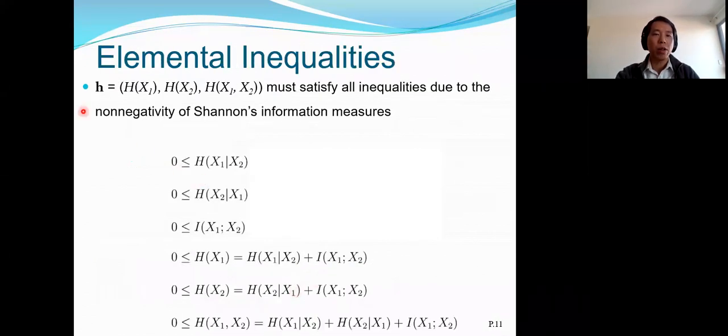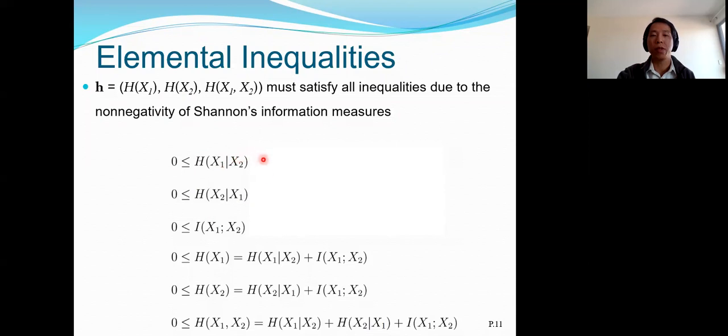And for this entropy vector, we know that it cannot take arbitrary values because they are a set of joint entropies. So they must satisfy some inequalities which we know. The well-known ones are due to the non-negativity of Shannon's information measures. And I want to save space. Now here I just use two random variables as an example.